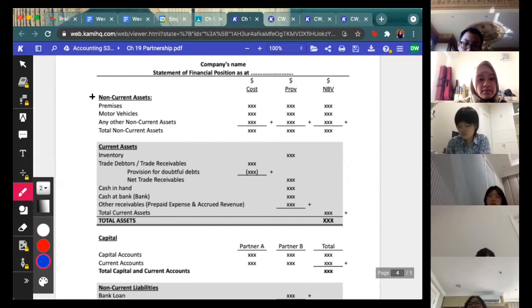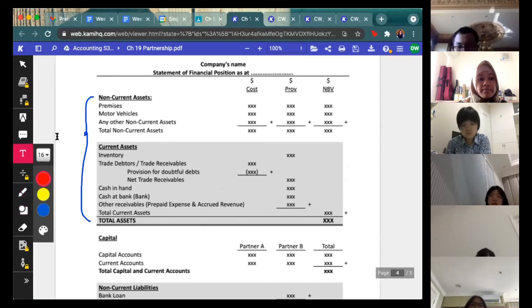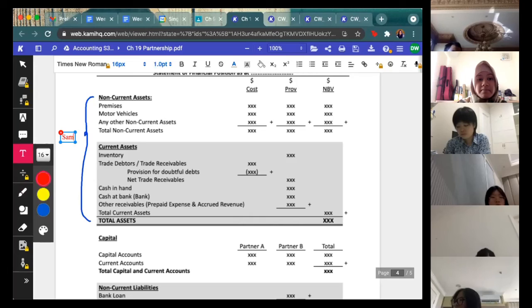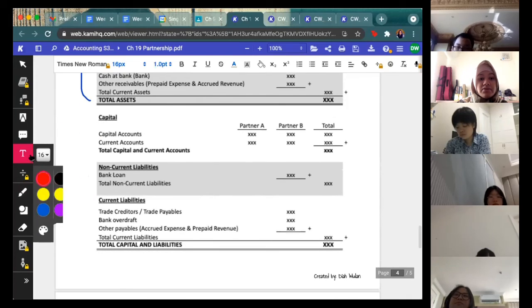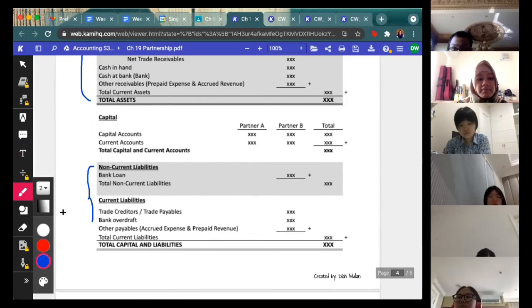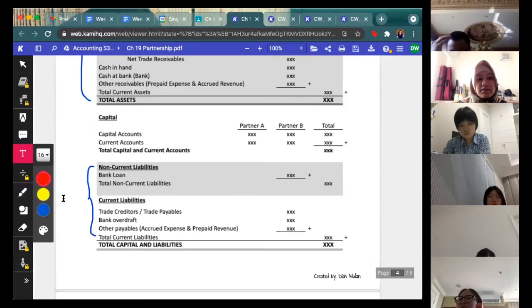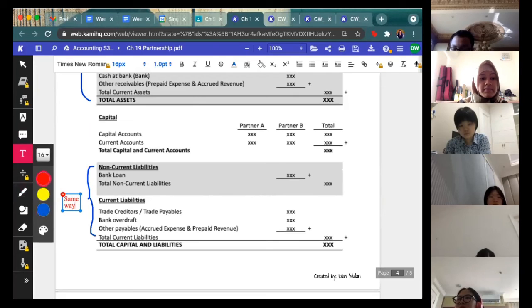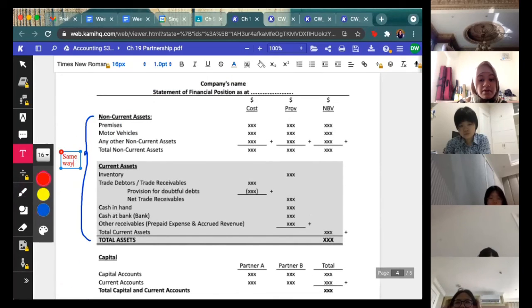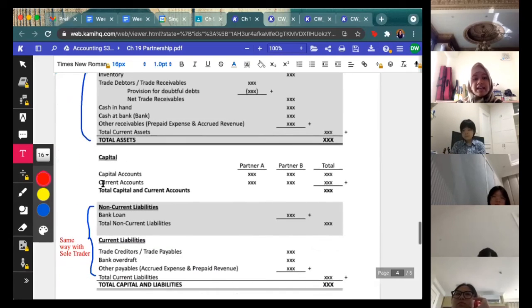Nothing is changed from here to here, same way. And from here to here is also the same. Nothing is different from a sole trader. This is also the same way as a sole trader. Now the difference is in the capital part.